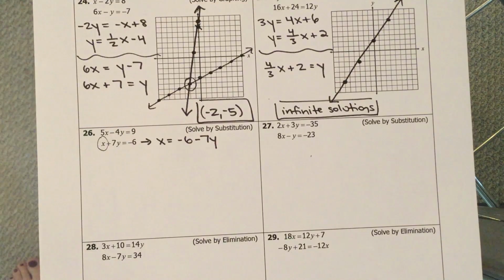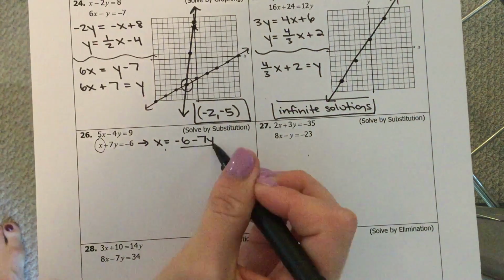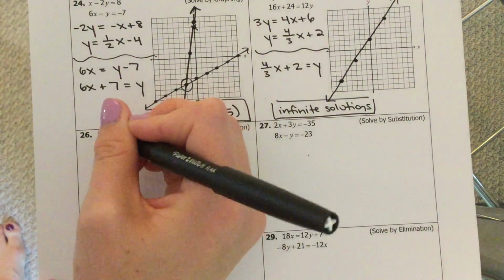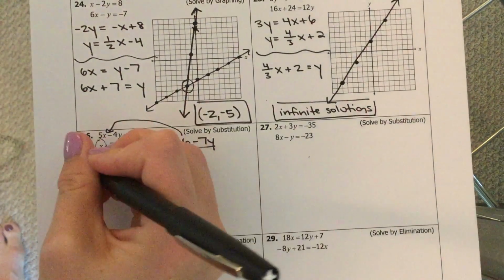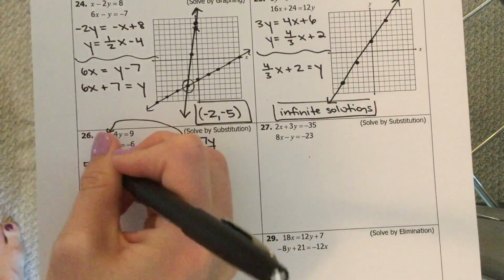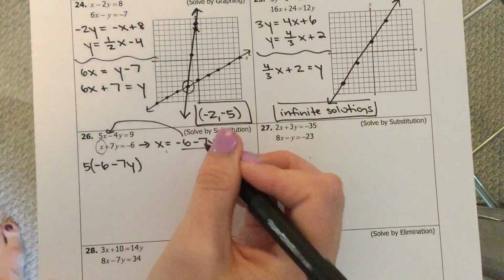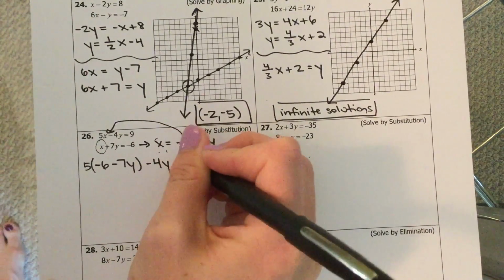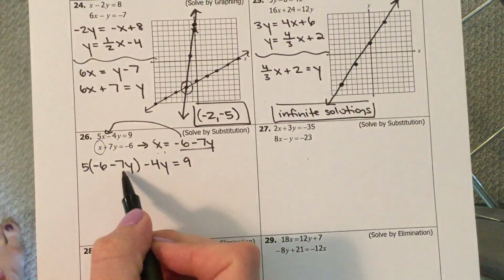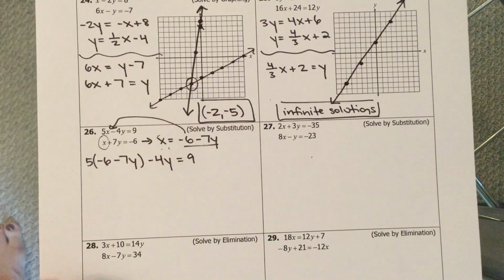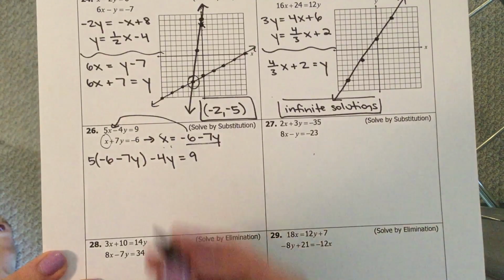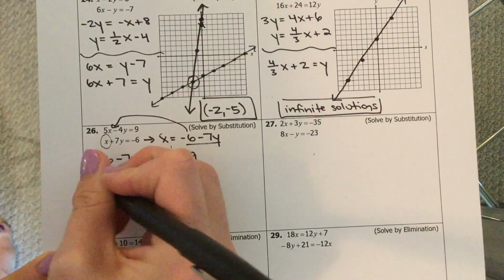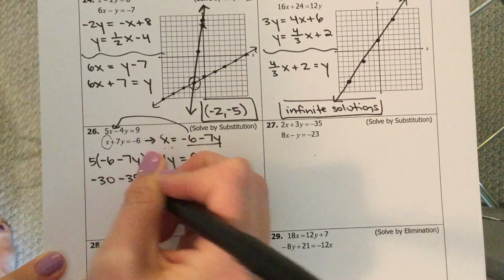Step 2, substitute the equation from step 1 into the other equation. Okay, so we're going to take this expression right here, and we are going to sub it in right there for x. Okay, so 5, but in place of x, we're going to put negative 6 minus 7y, because this tells me I can use that to replace x. And then finish off the rest of that first equation. Okay, so I've got the first equation, except in place of the x, I have this expression. And then you use step 3, solve for that variable. I'm sorry, we're still in step 2. So distribute that 5.